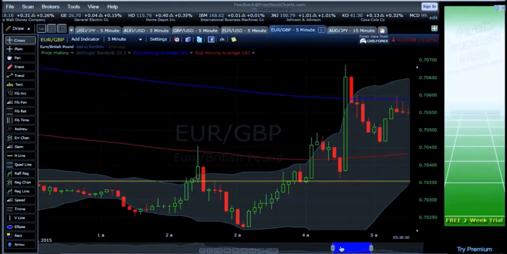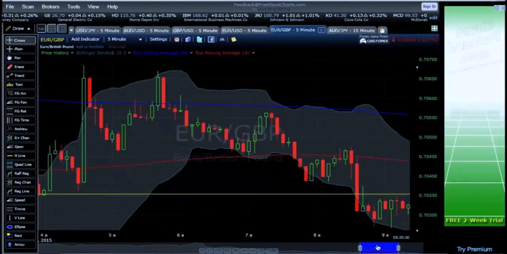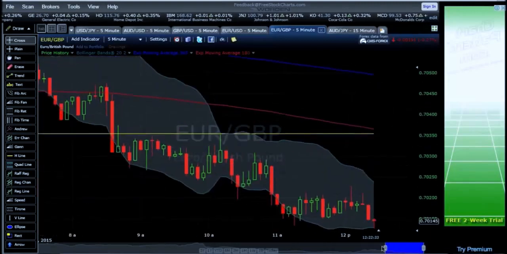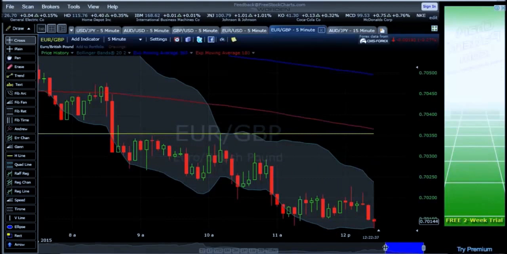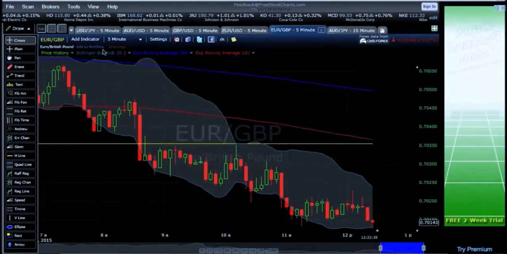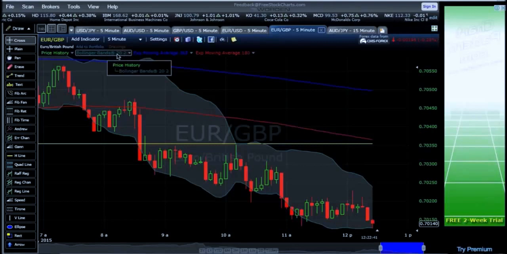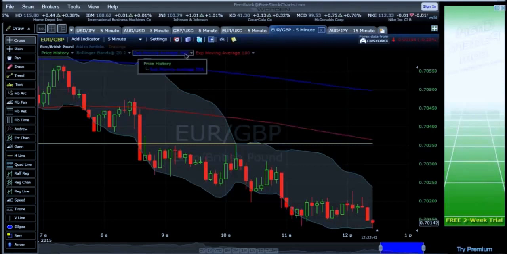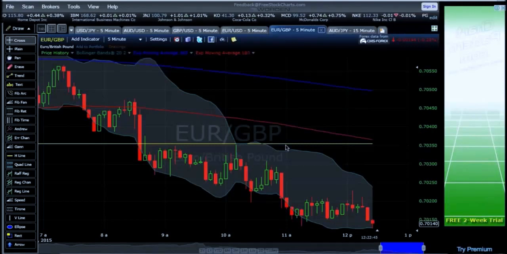So basically that's my strategy. It's basically kind of straightforward, pretty easy. 3 indicators including the Bollinger Bands, the 365 exponential moving average, and the 180 exponential moving average.